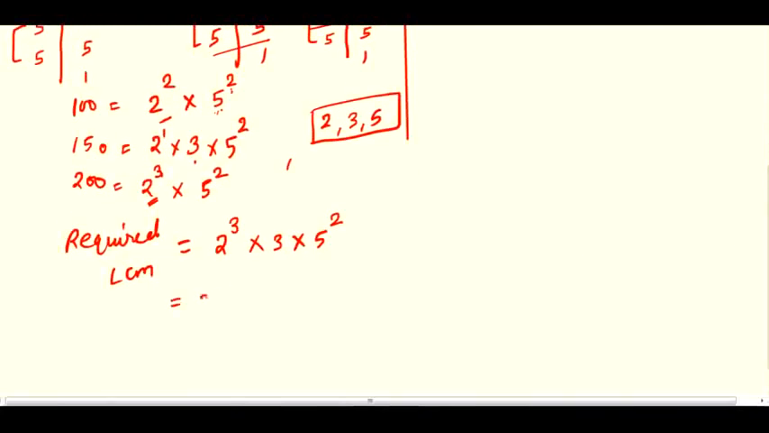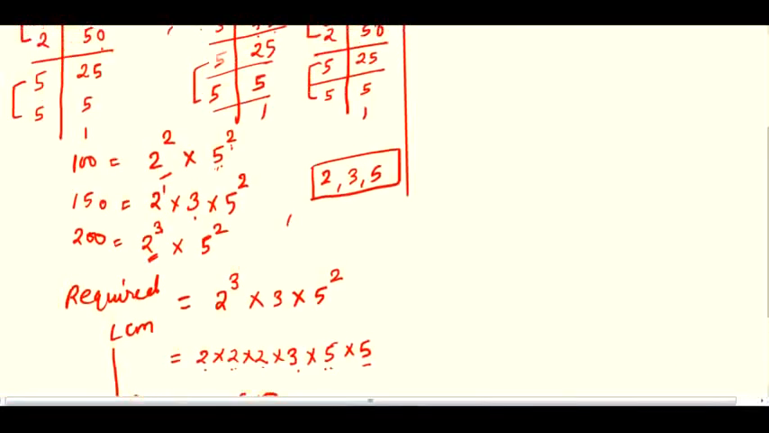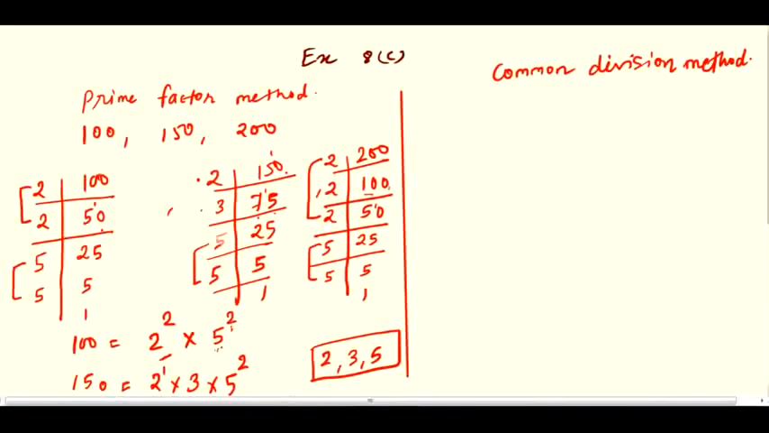Now 2 to power 3 means what? 2 into 2 into 2, then into 3, then 5 to power 2 means what? 5 into 5. So 2 2 ja 4, 4 2 ja 8, 8 3 ja 24, then 24 5 ja 120, then 120 5 ja 600. So your required LCM is 600. So this is the process of prime factor method.